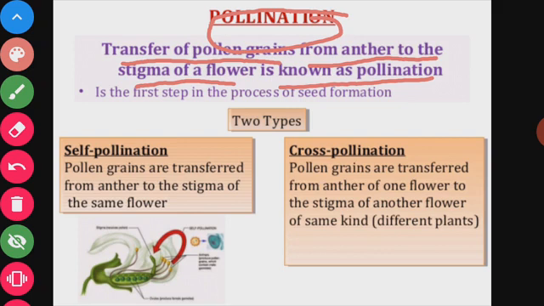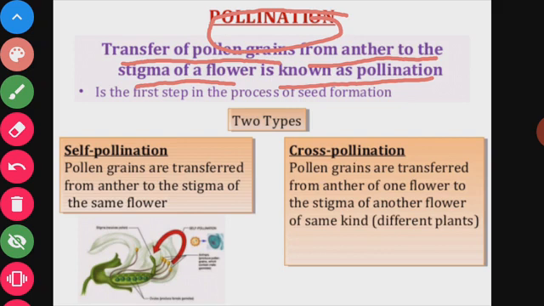When pollen grains are transferred from the anther to the stigma of the same flower, that is known as self-pollination. When pollen grains are transferred from the anther of one flower to the stigma of another flower of the same kind, but a different plant, that is known as cross-pollination.